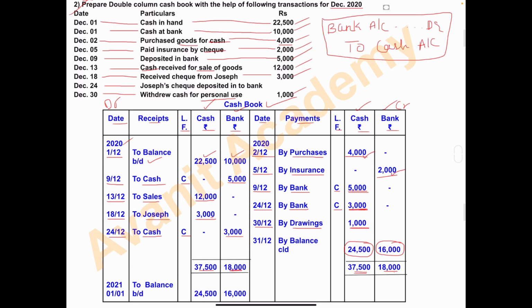To that, write 31st December, by balance carried down, cash 24,500 and bank 16,000. The same amount will be brought down to the next month. So on the debit side, write 2021, 1st January, to balance brought down, write the same amount, cash column 24,500 and bank column 16,000.